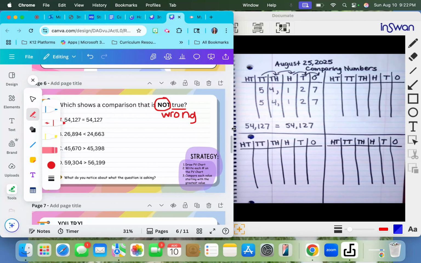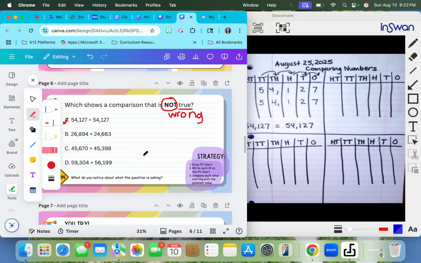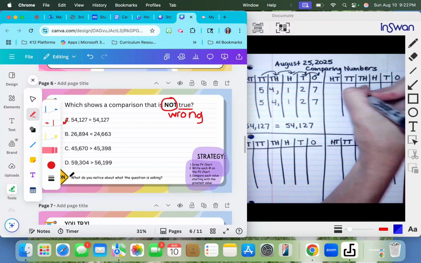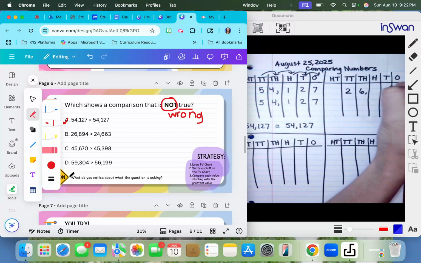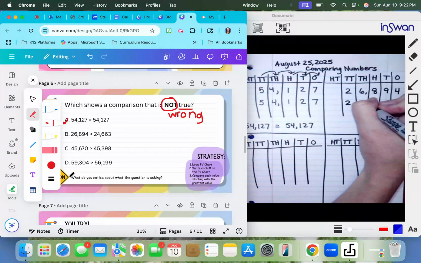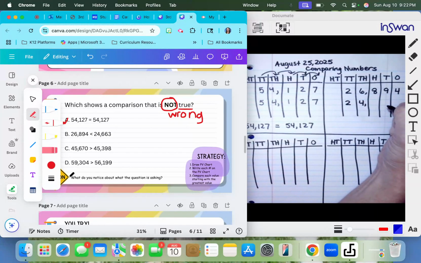Okay, let's look at B. Let's place these numbers on our place value chart. Remember, we just stack them in the place. So we have 26,894. And our next number, 24,663.